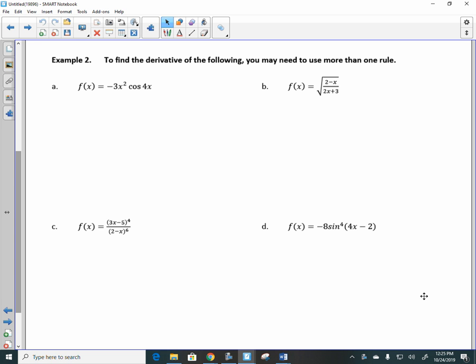For letter B, let's think about plugging something in for x. 2 minus x, and then 2x plus 3, you would divide them, and then in the very end, you would take it to the 1/2 power, correct? So therefore, chain rule is what we set up.